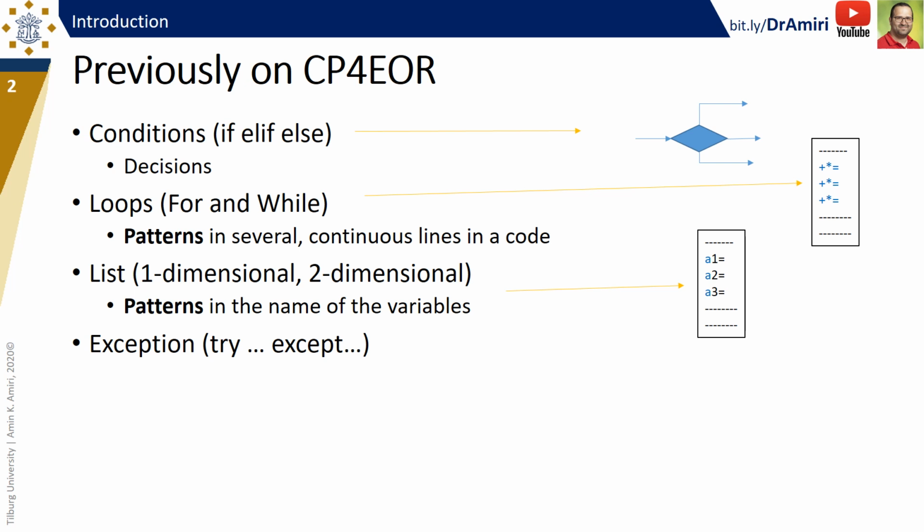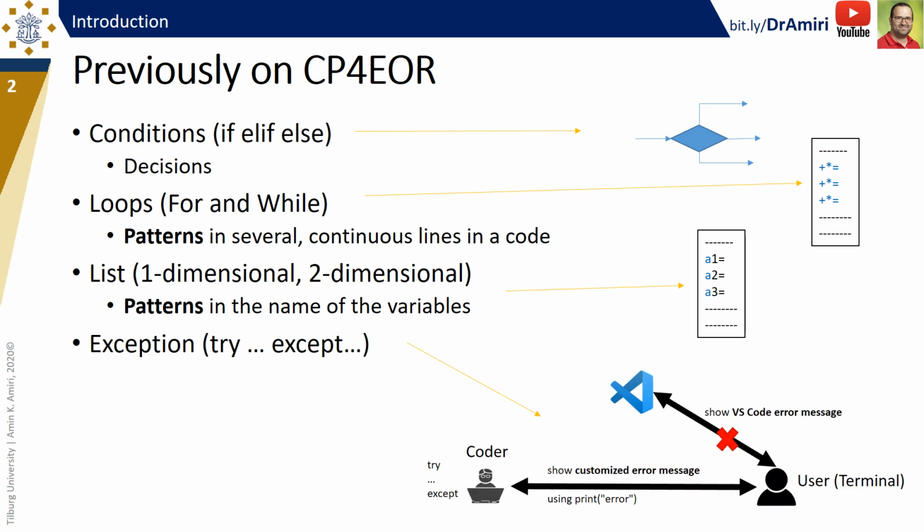You learned how to control exceptions or runtime errors using try and except statements so that Visual Studio Code would not show the error messages to the user by itself, but you as the coder have control on the type or the content of the error message that should be shown to the user.